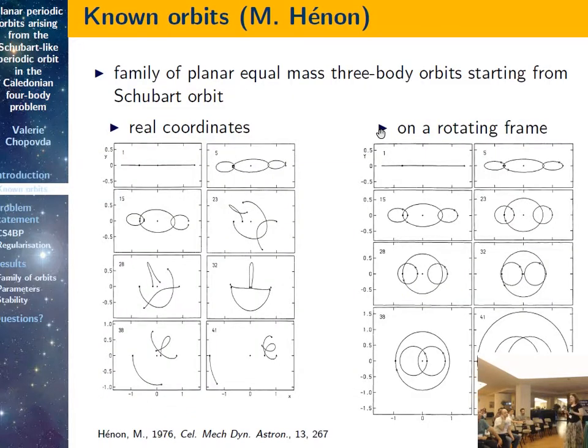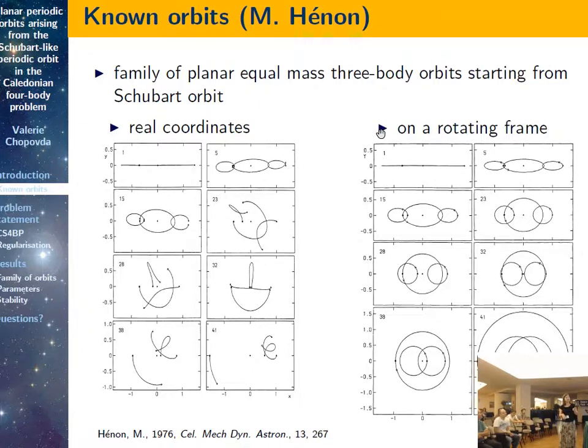Okay, so in the 1970s, Michel Henon explored a family of planar 3-body orbits that arise from the Schubart orbit that was found by Schubart in 1956. So what is the Schubart orbit? The Schubart orbit is that one. This is a rectilinear collisional orbit, which has 3 bodies, and the second body acts as an intermediary between the other two. The system starts with the collision of the first 2 bodies and the other one outside from these two. Then the second body moves towards the third body and collides with it at half period, and then it moves back to the first body.